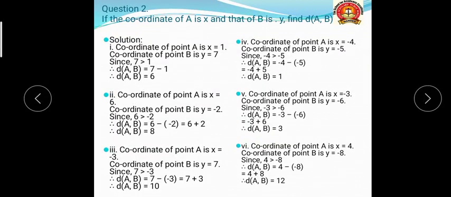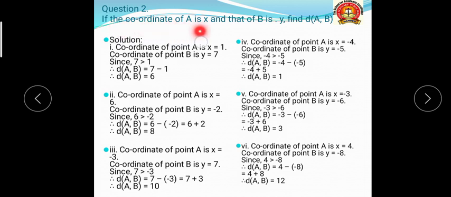Good morning, students. In the last session, we learned about the basic concept of geometry. We learned what distance is, what coordinates are, and how to find the distance between two points when we know the coordinates or the number line. Now, from exercise 1.1, the second question, today I am going to take.